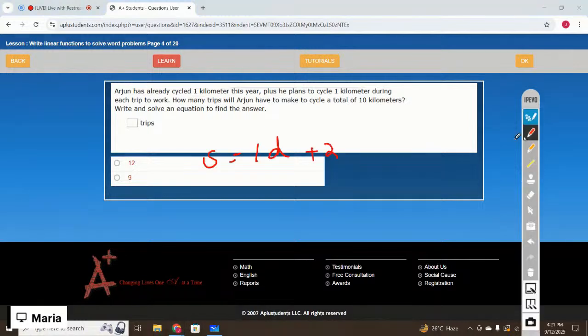Arjun has already cycled 1 kilometer this year. Plus, he plans to cycle 1 kilometer during each trip to work. How many trips will Arjun have to make to cycle a total of 10 kilometers? Write and solve an equation to find the answer.